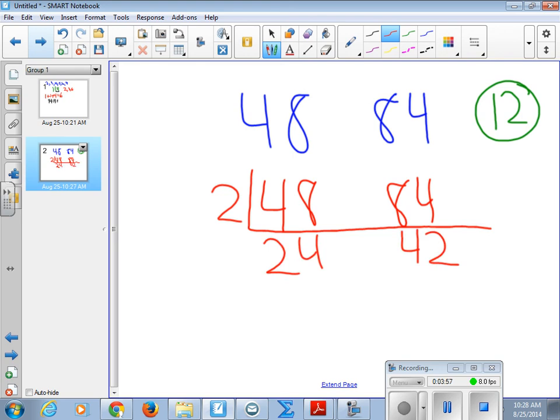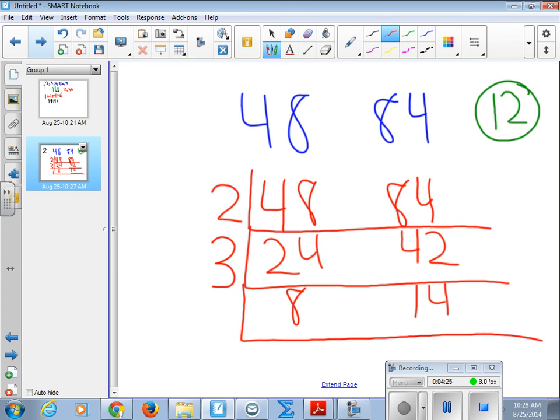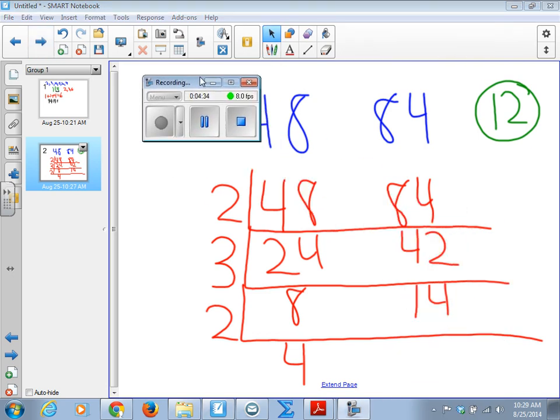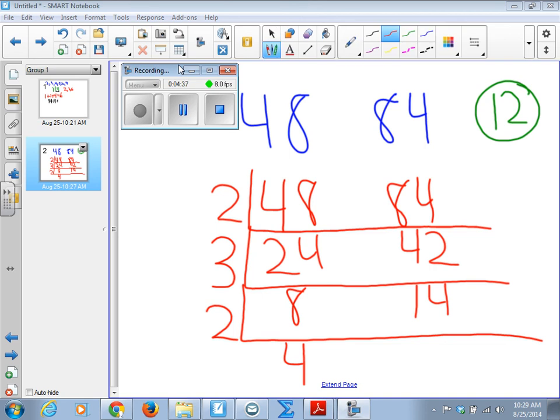Now I look at these 2 numbers, and let's try something different. Yeah, they're both even, so they divide by 2. They also both divide by 3. I know that from our previous screen, our test we did. So 24 divided by 3 equals 8. 42 divided by 3 is 14. I check 8 and 14 for a common factor. Well, they're both even, so I know they both divide by 2. 8 divided by 2 is 4. 14 divided by 2, let me get this out of the way, is 7, excuse me, it's 7.